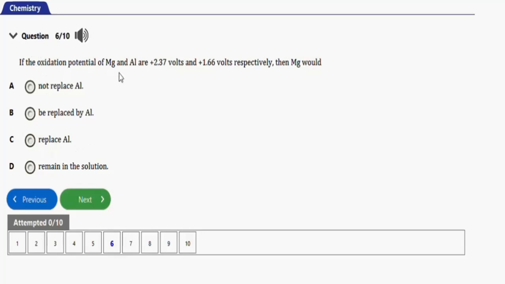So if the oxidation potential of magnesium and aluminium are 2.37 volts and 1.66 volts respectively, the magnesium would replace aluminium. So the right option is option C. Alright, the reason magnesium will replace aluminium is that in the electrochemical series, magnesium comes before aluminium. So magnesium is more reactive than aluminium. Okay, so the next question will be this one.